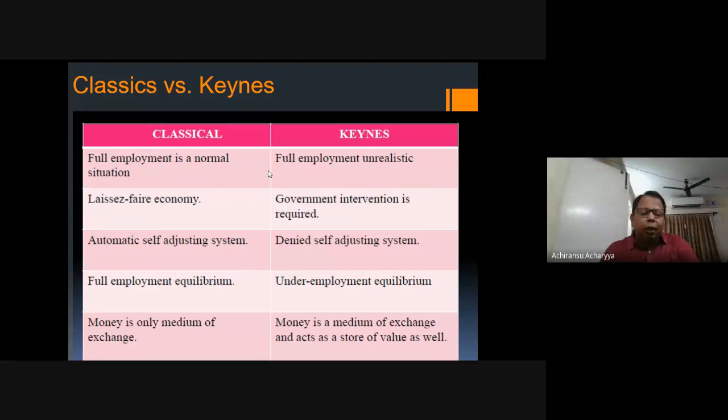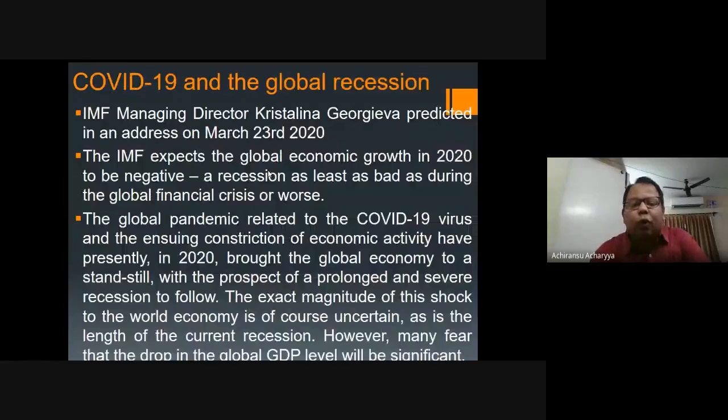And classical theory suggested that money is the only medium of exchange, whereas Keynes said that money is a medium of exchange and acts as a store of value. Now, having talked about Keynes and the classical theory and how Keynes helped the governments to come out of the Great Depression, let us have a look at the present pandemic and see whether we have something to talk about the Keynesian economy.